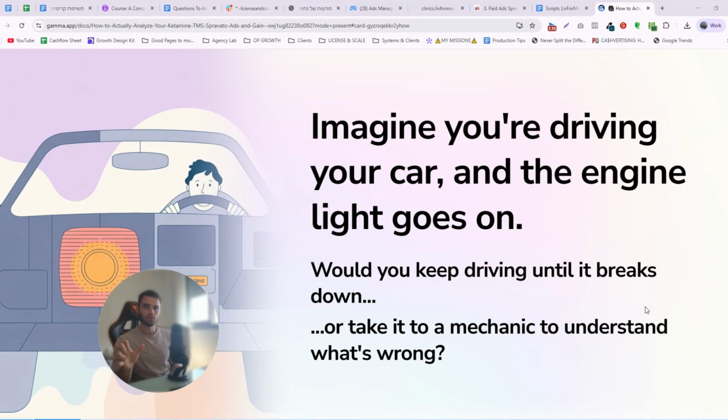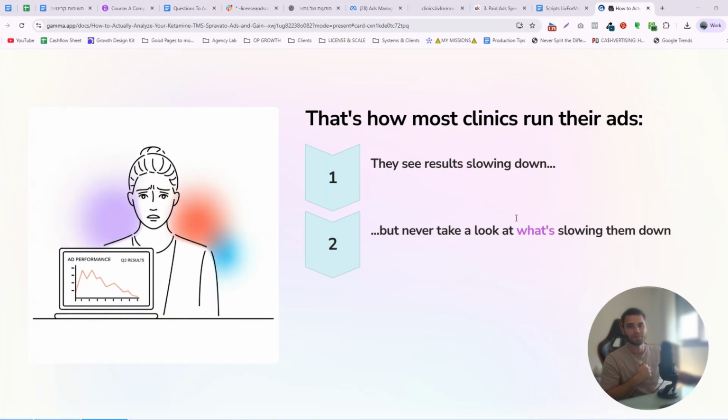I want you to imagine that you're driving a car, okay? And the engine light goes on. Would you keep driving until the car breaks down? Or are you going to take it to a mechanic to understand what's going on? Obviously, you would take your car to the mechanic, but you're not doing the same thing when it comes to your ads.